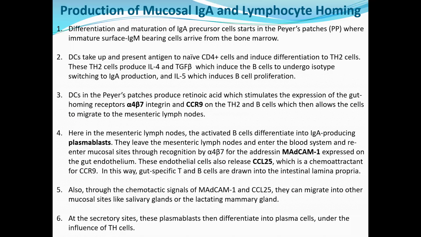by virtue of the fact that the expression of alpha 4 beta 7 and CCR9 on Th2 cells bind to this addressin MADCAM in the gut tissue and CCL25, which is the reason or the mechanism whereby these activated B and T cells then migrate and become specialized gut immune cells.